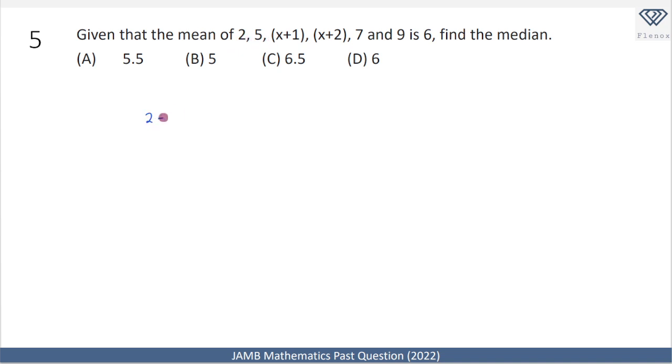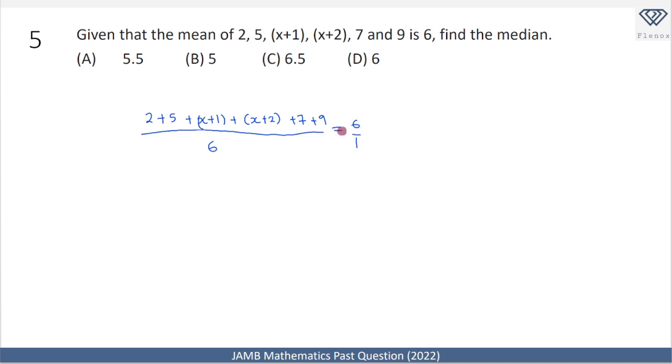So we have 2 plus 5 plus x plus 1 plus x plus 2 plus 7 plus 9. Now we're going to divide it by the total numbers. And how many numbers do we have here? 1, 2, 3, 4, 5, 6, over 6 must be equal to the mean. But now we've been given the result. So the mean here we've been told is what? 6. So what do we do now?